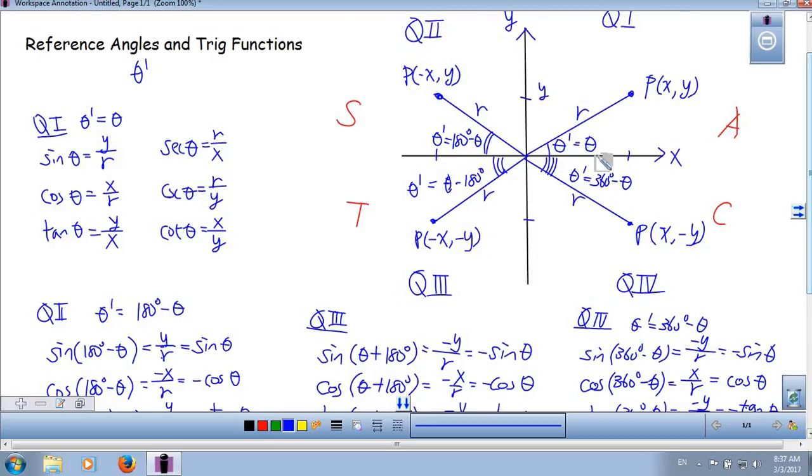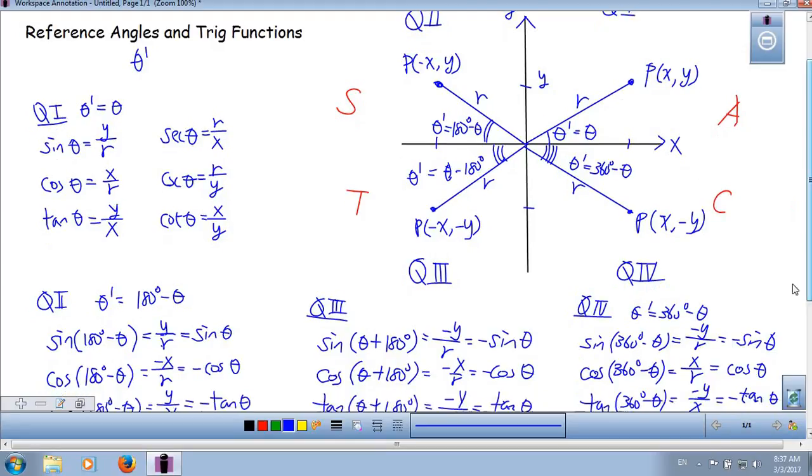The pattern is ASTC: All Students Take Calculus. A, everybody is positive in quadrant 1. So if you look at quadrant 1, the formula for sine, everything is equal to itself, right?